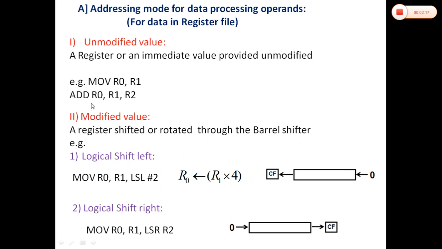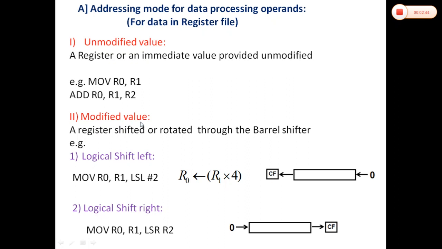For example, ADD R0, R1, R2. Content of registers R2 and R1 will be added. Both are 32-bit registers, and the result will be stored in R0. There is no additional modification. Therefore, this is called addressing modes with unmodified value. The other type is addressing modes with modified value.